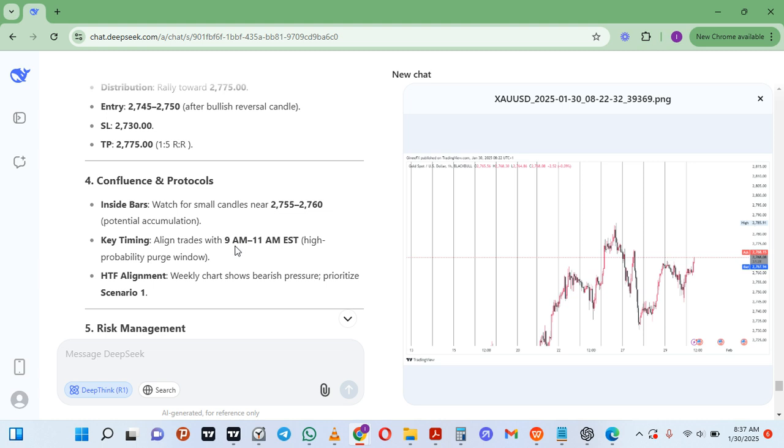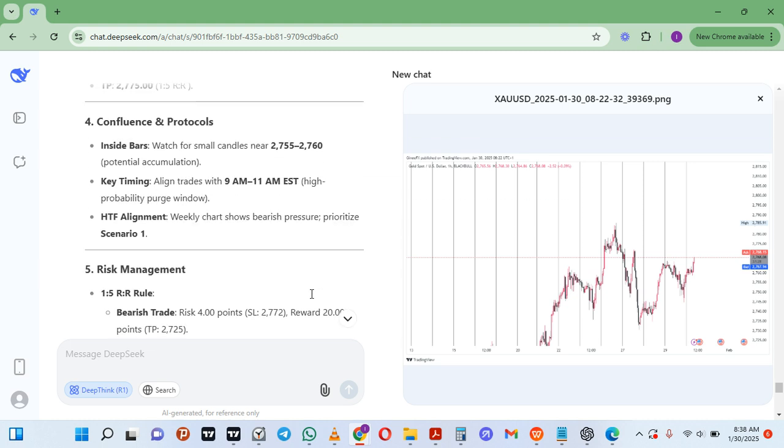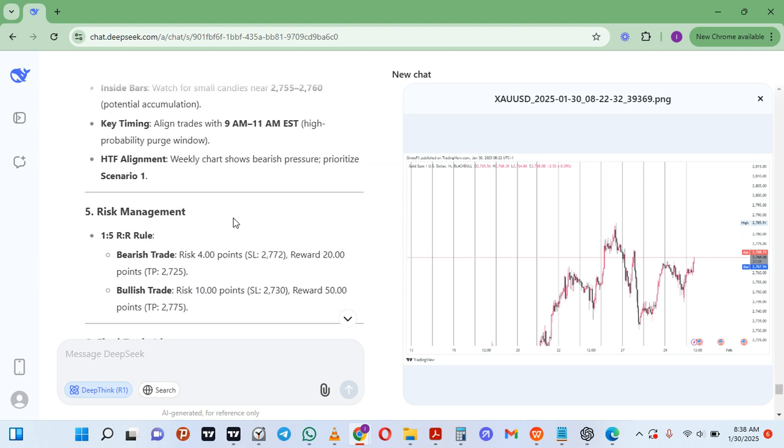We're waiting for 9 to 11 a.m., which probably will be the turtle soup. That's where liquidity is going to be taken out. So as a day trader, we're going to have to exercise a little patience and discipline and wait for the market to play out in our plan. So this is what it is.